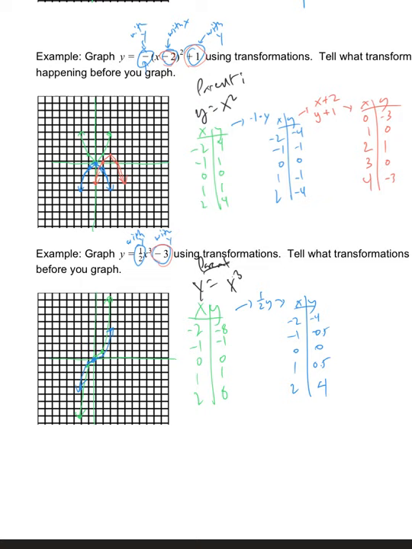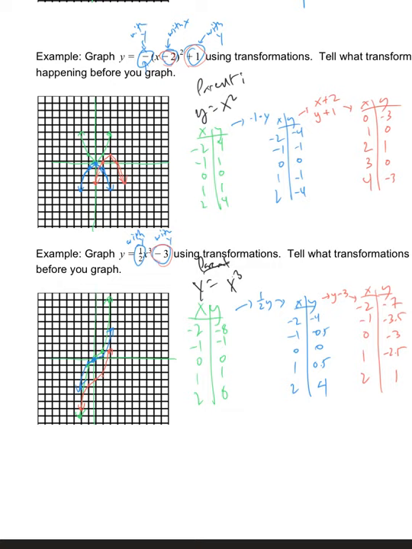The negative 3 is with the y, so it affects the y in exactly the way you think it should. It's going to take 3 away from all the y's. The x's are still the same. Take 3 away from all the y's. Plot those points. And then connect those. And that would be what your final graph looks like.